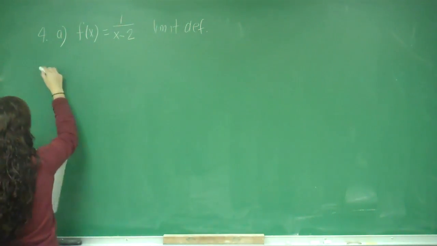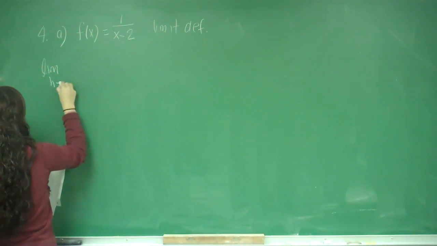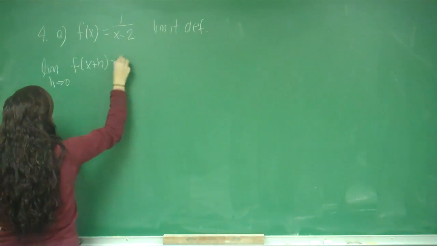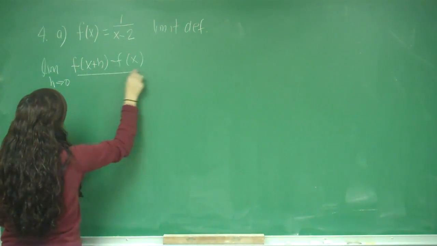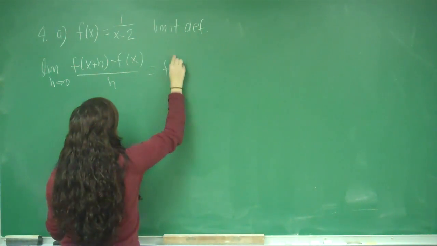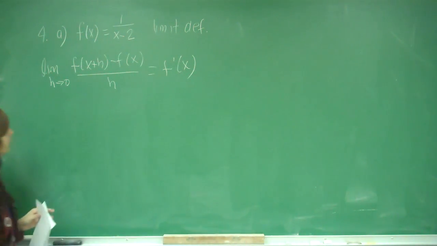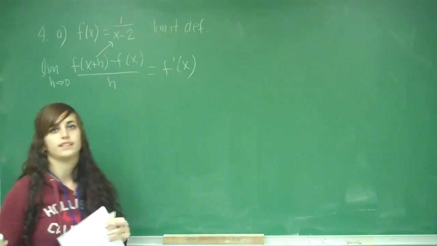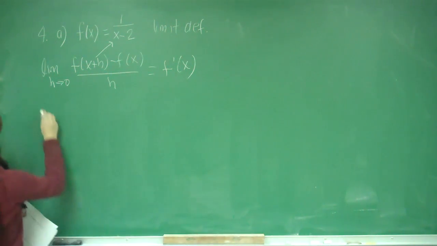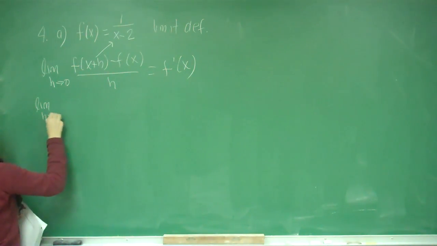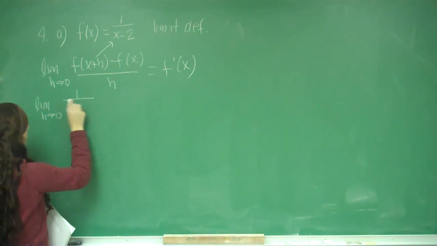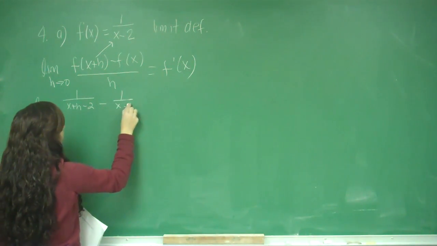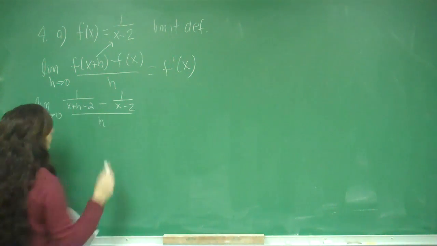definition. Okay? So the limit definition is going to be the limit as h approaches 0 of f of x plus h minus f of x over h, and that will equal f prime of x, the derivative. So we're just going to plug x plus h in every time we see x, and then x in every time that we see x. So we have the limit as h approaches 0 of 1 over x plus h minus 2 minus 1 over x minus 2 all over h.